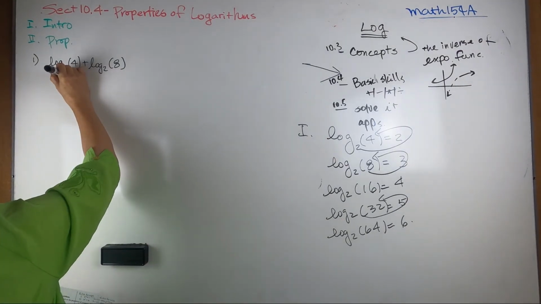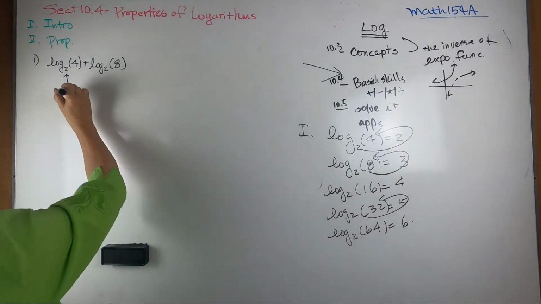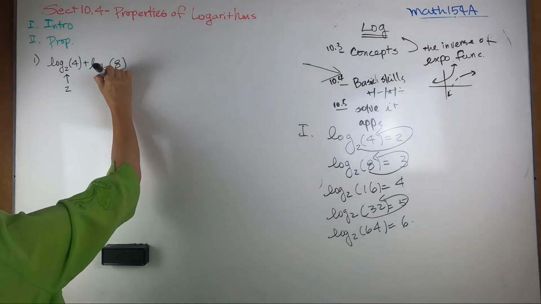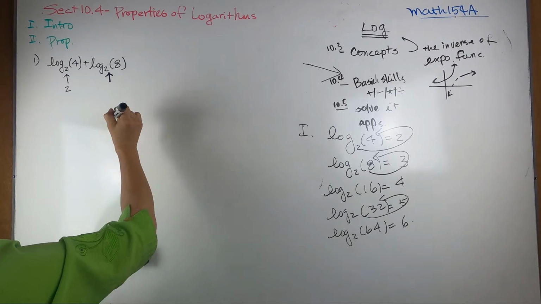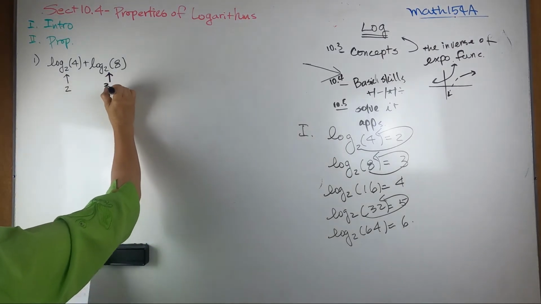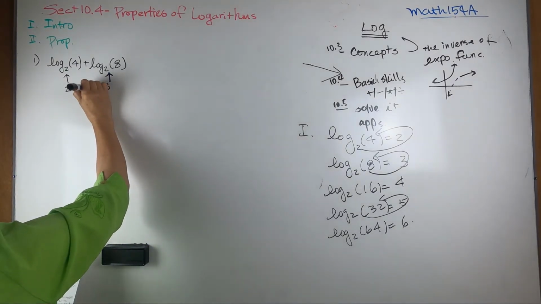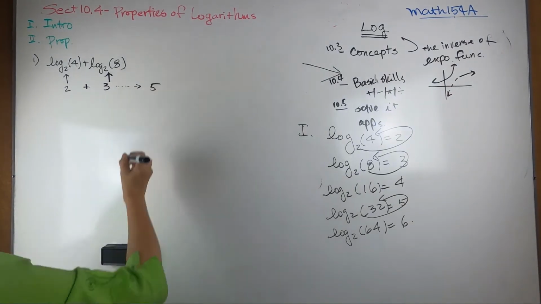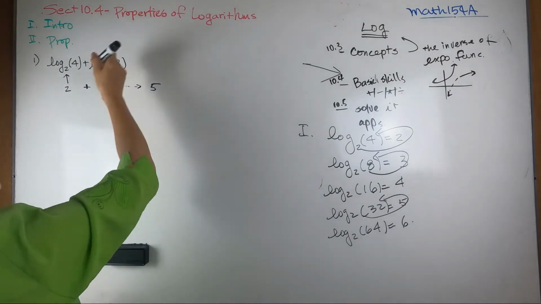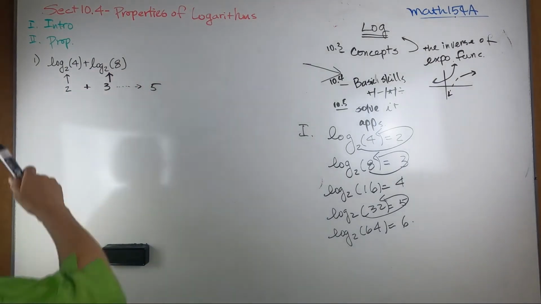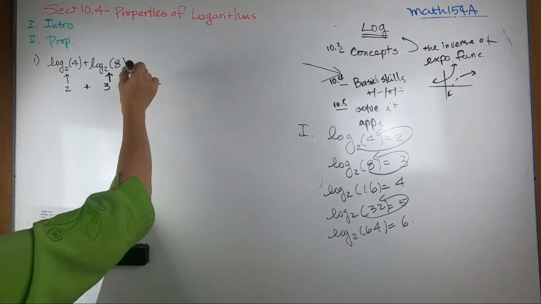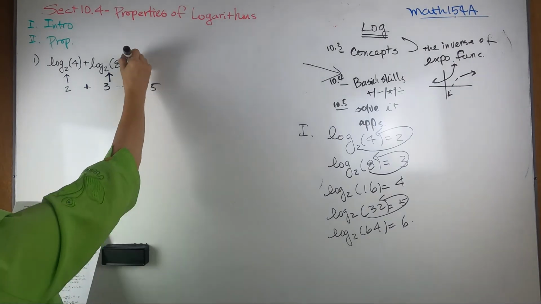So what is log 2 of 4? That would be 2, because 2 to the 2nd power is 4. What is log 2 of 8? That would be 3. So if you add them together, you should get 5. Do we have the same base? We are talking about when we add with the same base. Then you have two numbers in there. So what do we have?